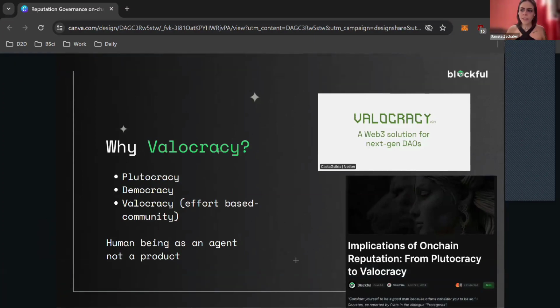And this year, I think in January, I found the Velocracy Manifesto. The Velocracy Manifesto was made by a guy here in Brazil called Casta, and he suggested a way of governance that is not democracy and not plutocracy, but velocracy. And this manifesto is very, very beautiful. If you type Manifesto Velocracy on Google, you can find it. He wrote it with the community, and it's a Web3 solution for next-gen DAOs.